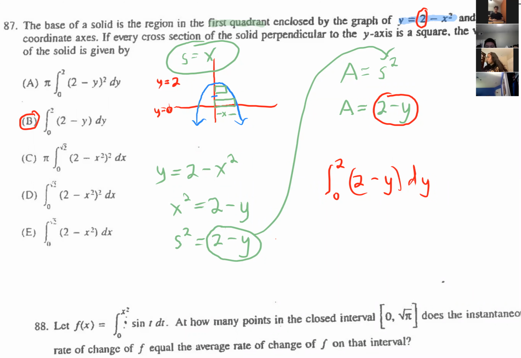So that gives me the volume of this shape here. This creates a three-dimensional figure, and we're finding the volume created by infinitely many squares from y equals 0 to y equals 2, going up the parabola. Is that okay for 87? Okay, any other questions?